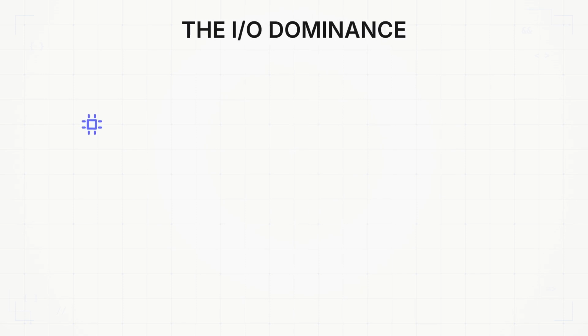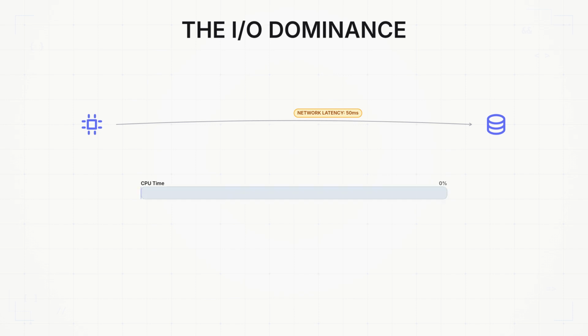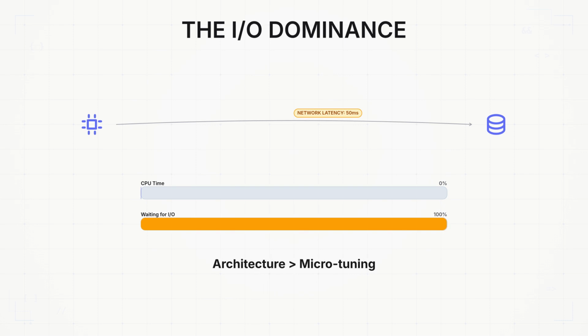Finally, we must talk about I/O. In modern cloud applications, your performance is almost never limited by the CPU's ability to crunch numbers. It's limited by the network, the disk, or the database. If your application makes a synchronous network call to a microservice, the CPU might wait for 50 milliseconds. In that time, it could have executed billions of instructions. No compiler optimization can recover that lost time. Saving a few microseconds by optimizing a loop is meaningless if your architecture requires 3 redundant database round trips.